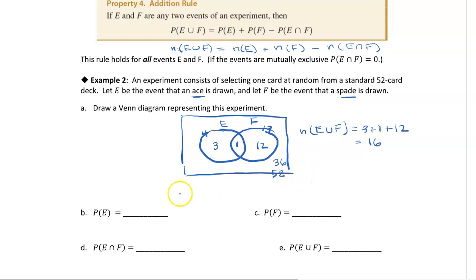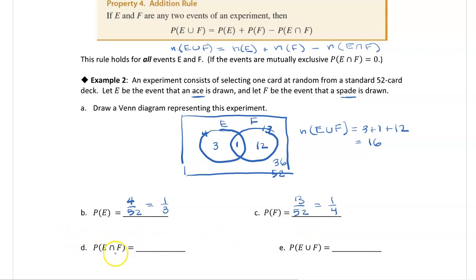So what is the probability of the event E? What is the probability that we draw an ace? There are 4 cards out of a total of 52, and we can reduce that to 1/13. What is the probability of drawing a spade? There are 13 spades out of 52, and we can reduce that to 1/4. So there's a 1/4 chance that we draw a spade.